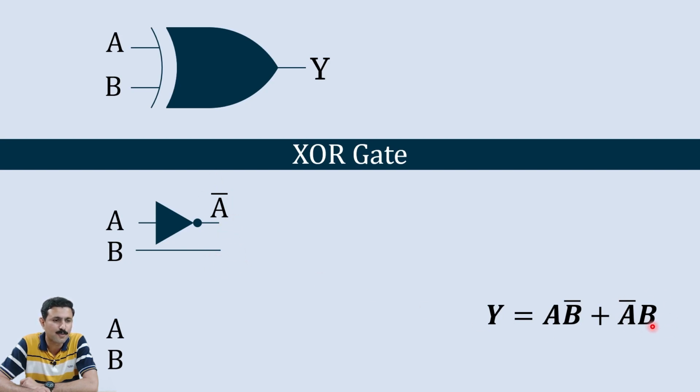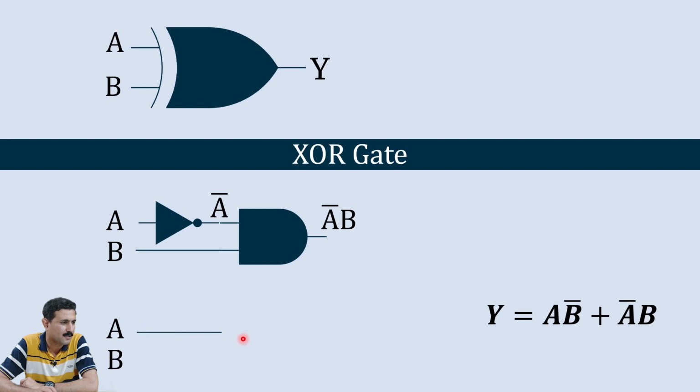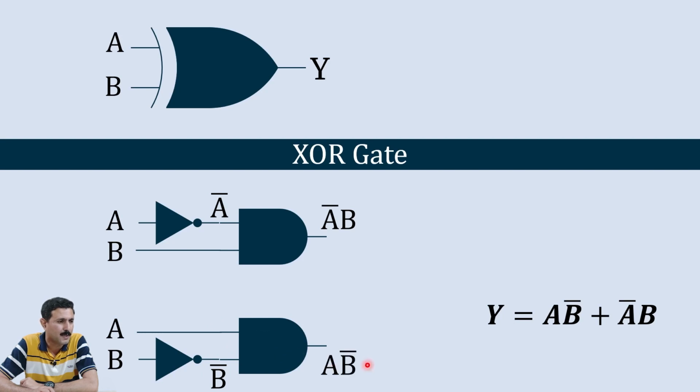Now we want to do the AND operation of these two inputs. So we'll use an AND gate and in the output we will have A bar into B. So this section is ready. Now we want A into B bar. So we will use A directly, and we'll use a NOT gate with this B input and we'll get B bar. So here we have B bar, we have A, we'll do the AND operation and we'll get A into B bar.